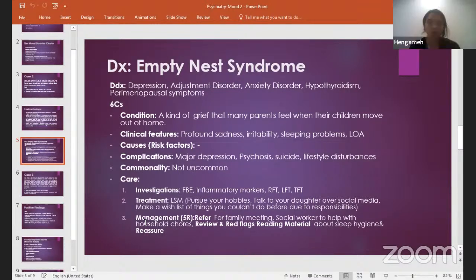So in management, we need to give reading material about lifestyle modification and sleep hygiene, because she had disturbed sleep. We need to address the fact that she has some issues with her husband. And in the remaining time, you need to talk about trying to engage in your hobbies, trying to get in touch with your daughter through social media and video calls, calling her more often, and visiting her, as you said, Dr. Gina.